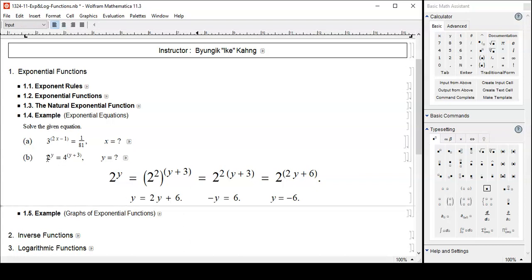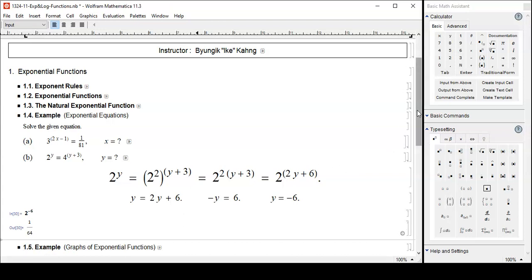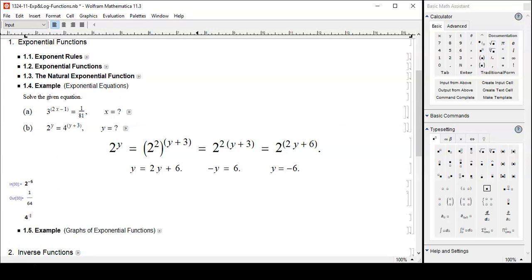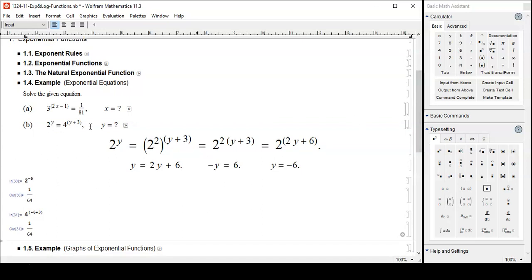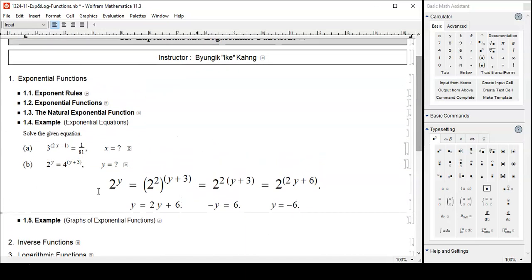Well, one way to check, 2 to the negative 6 power is 1 over 64. And 4 to the negative 6 plus 3, that's the same, 1 over 64. So the left-hand side and right-hand side are the same when y equals negative 6, so it all makes sense. So what did we do? We used some exponent rules and made sure we have the same base here and there.